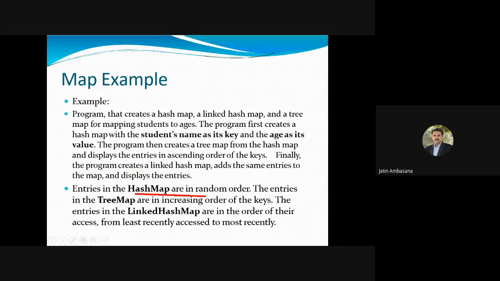The entries in a hash map are in random order. Remember, entries in the hash map are in random order. The entries in the tree map are in increasing order of the keys, that is the ascending order. And the entries in the linked hash map are in the order of their access, from least recently accessed to most recently accessed. So you can say they are according to their priorities.